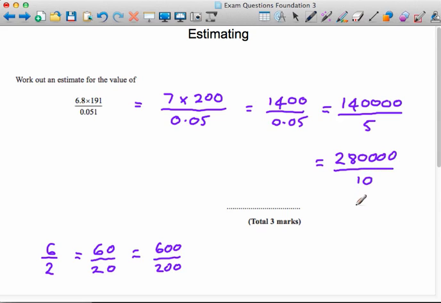Well, that's good because I can divide by 10 in my head. 280,000 divided by 10 is 28,000, just crossing a naught off the end. So our estimate for this calculation is 28,000.